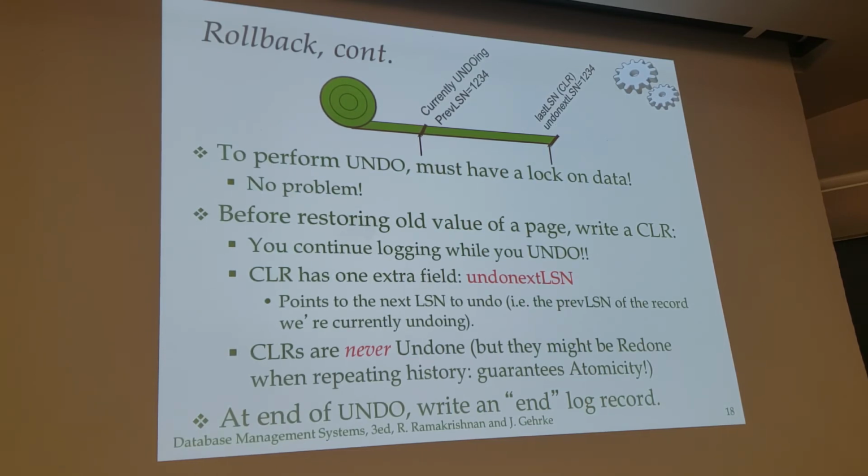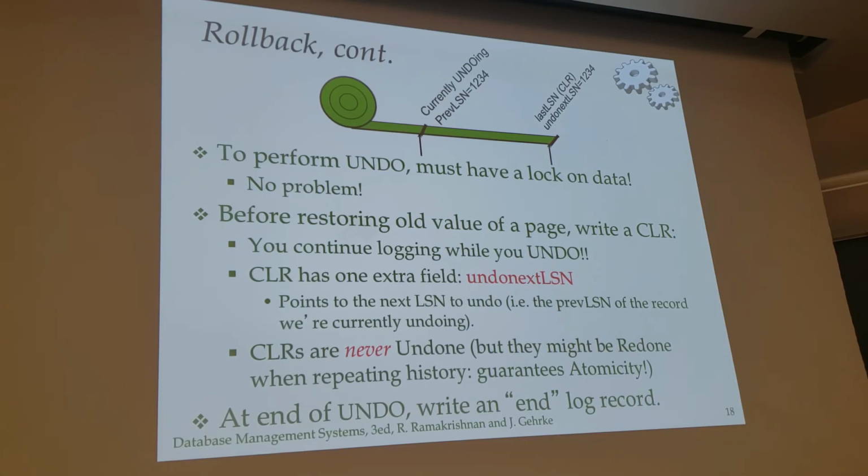And basically, to perform the undo, you actually have to lock the data that you're undoing. So as you walk through, you want to have a lock on the data. You know what? That's one of the easiest parts of this. You wrote the data. You've got an exclusive lock on the data anyway. So that's not a problem. That's pretty darn easy.